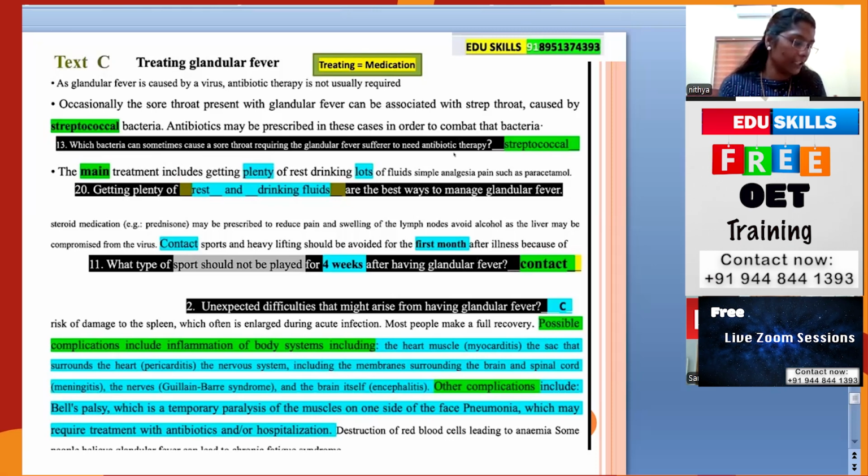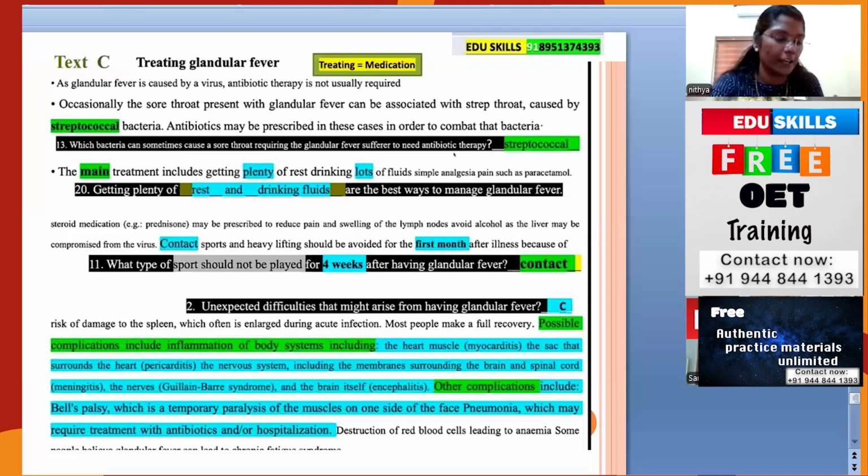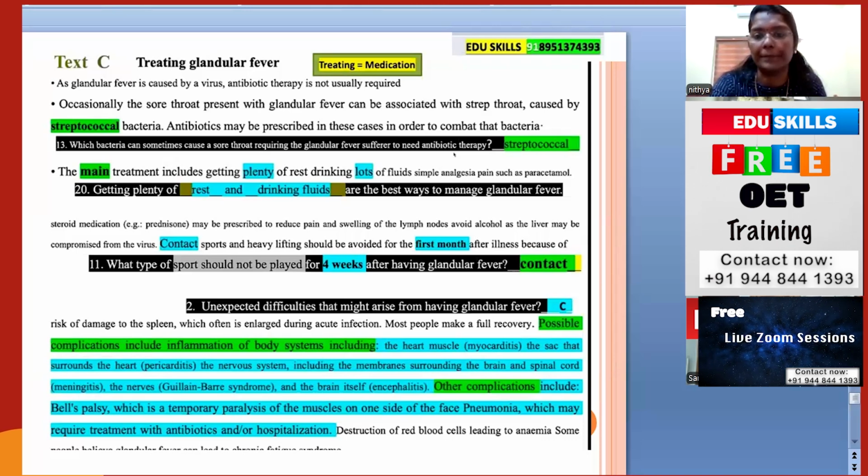Which bacteria can sometimes cause a sore throat recurring in the glandular fever, suffered to antibiotic therapy? The answer should be the name of the bacteria. The text is already mentioned as C. Then where is the name of the bacteria? In the initial lines, we can see the streptococcal bacteria. So we have to write streptococcal. Only the word streptococcal, no bacteria.